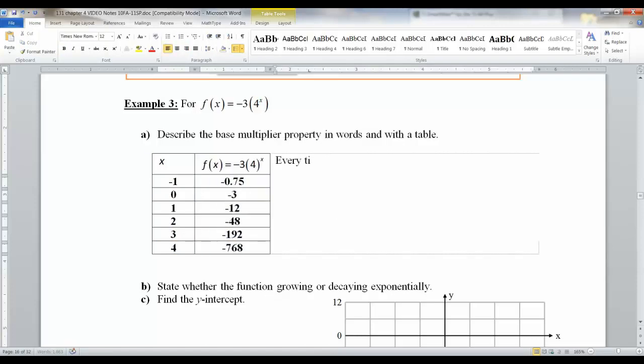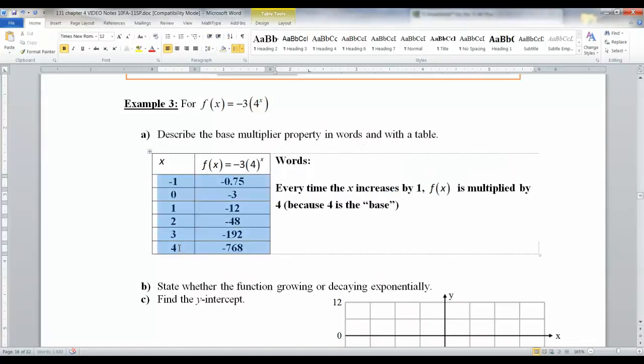There we go. Every time the x increases by 1, the f of x is multiplied by 4, because 4 is the base, right? So every time my x increases by 1, my y is multiplied by 4, because 4 is my base. Boom. So there's words.